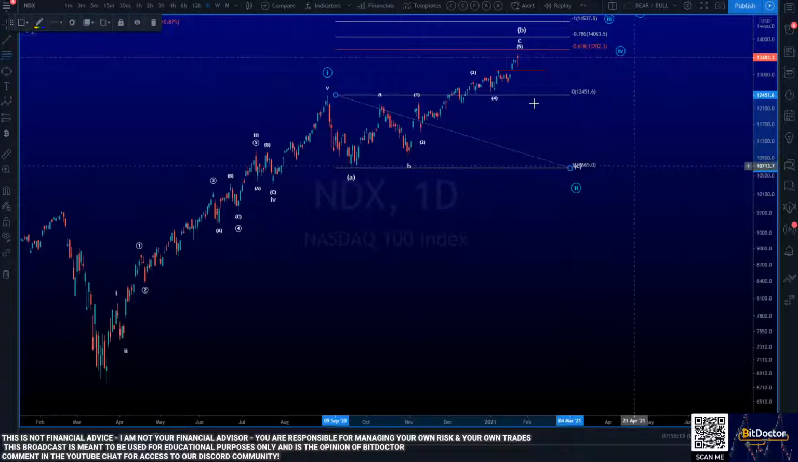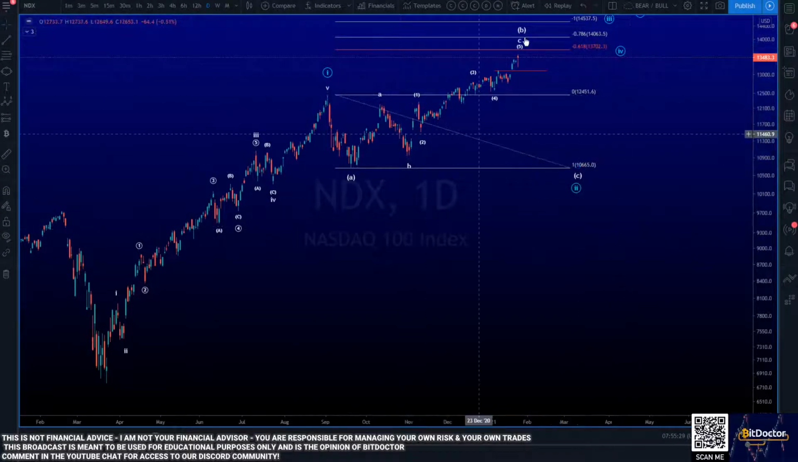Okay, there we go. And that negative 618 is going to be sitting right up there at 13.7. So are we going to make it up to 13.7? Maybe, maybe not. We'll have to wait and see. But that pullback target, again, is going to be sitting down here just kind of waiting on us. Wherever we top out, we're expecting this guy to pull back.